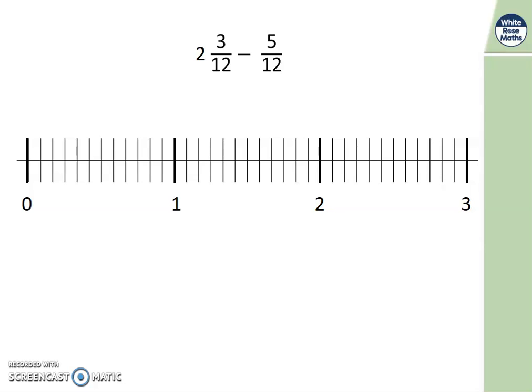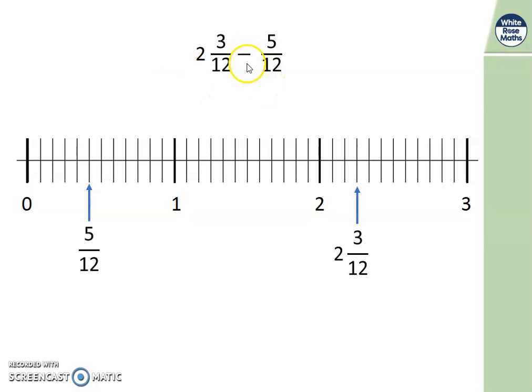Let's have a look at it as a number line. Now here you can see I've split my number line into 12 pieces because I'm working with 12ths. So there are 12 jumps between 0 and 1 and so on. I can put onto my number line 2 and 3/12, so 2 whole 1s and 3 more of those 12ths, and I can put my 5/12 down over here, and that's 5/12.